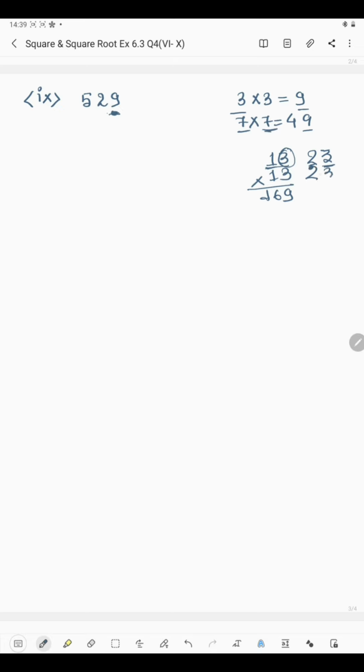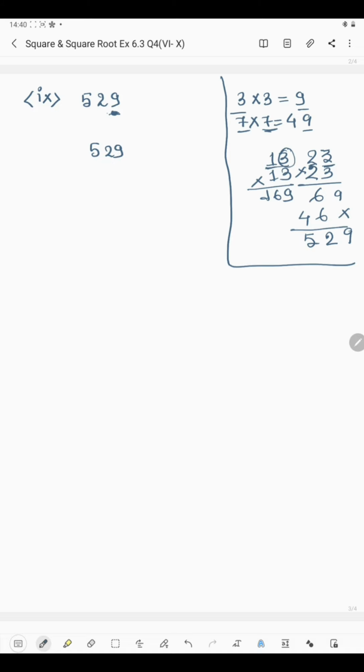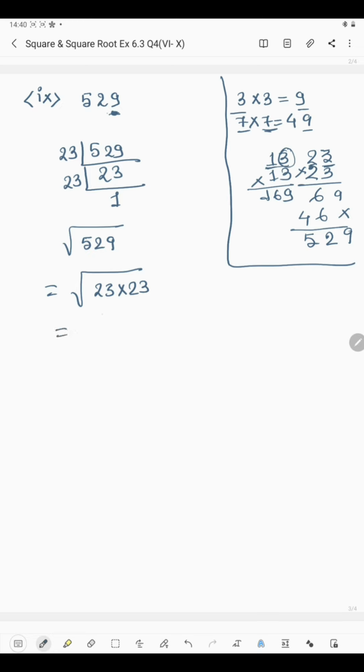Now 23 by 23. So 3 3s are 9, 3 2s are 6. Now 3 2s are 6, 2 2s are 4. So 9, 6 plus 6 is 12, 4 plus 1 is 5. So we have got 529. That means 23 23s are 529. So we'll write 23 multiplied by 23, and then 23 ones are 23. So the square root of 529 will be 23 multiplied by 23. From the pair we'll take 1. So the square root of 529 will be 23.